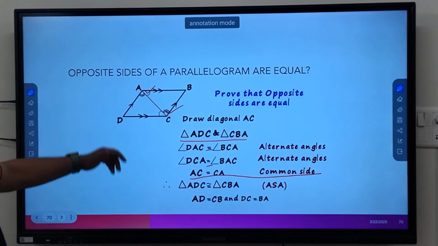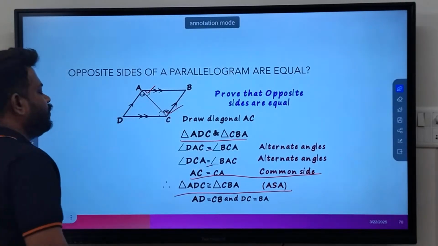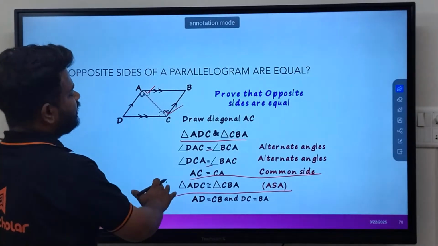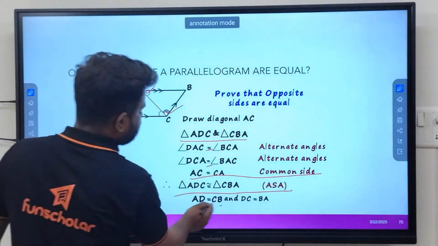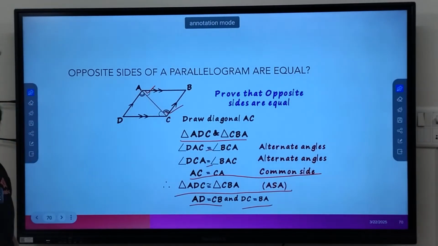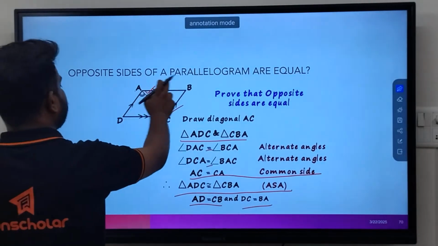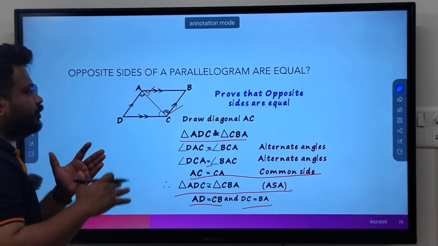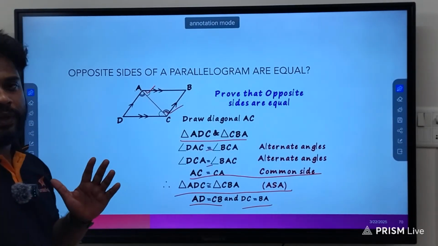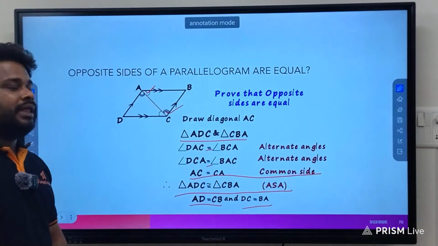So from the ASA congruency rule, these two triangles are congruent to each other, and from this we get corresponding sides: AD equals CB and DC equals AB. AB and DC are the opposite sides. So from this we get that opposite sides of a parallelogram are equal.